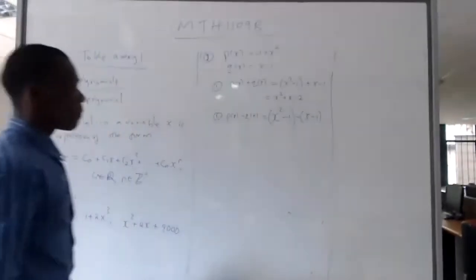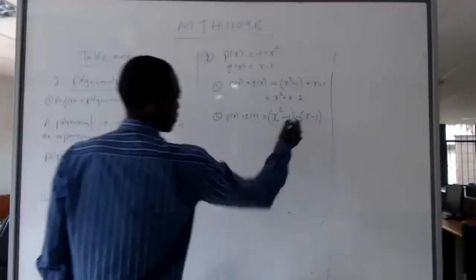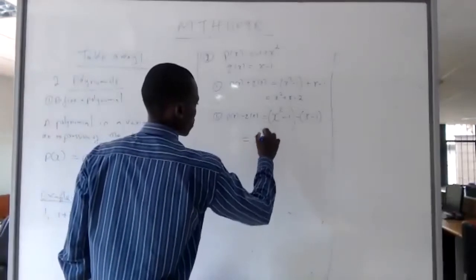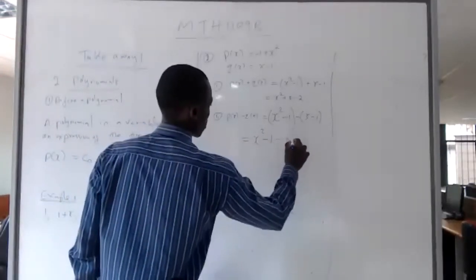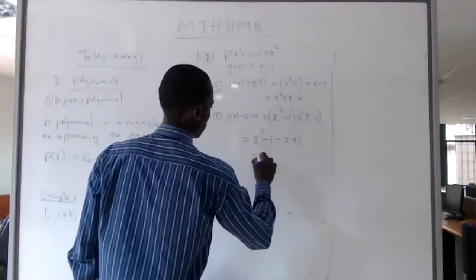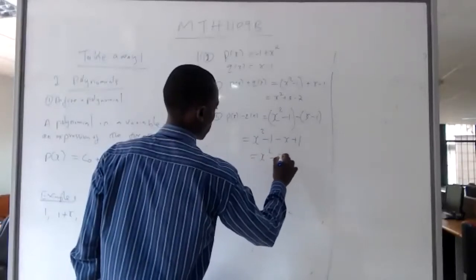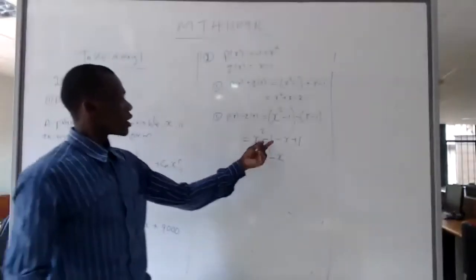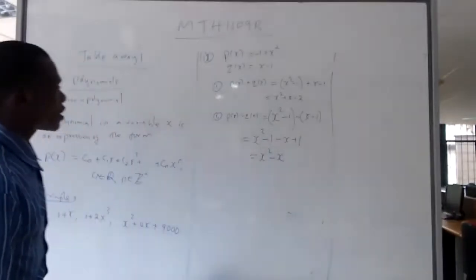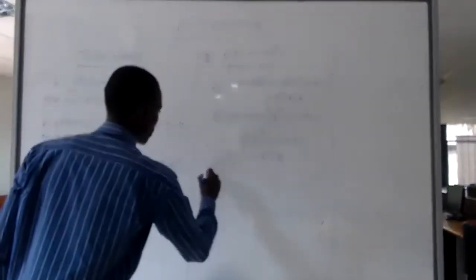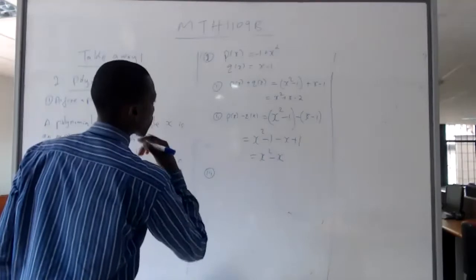Okay, x squared minus 1 minus x minus 1. And then we just collect like terms. So x squared minus 1 minus x plus 1. This gives you x squared minus x, because minus 1 and 1 are additive inverses. So they will give you the additive identity, which is 0.